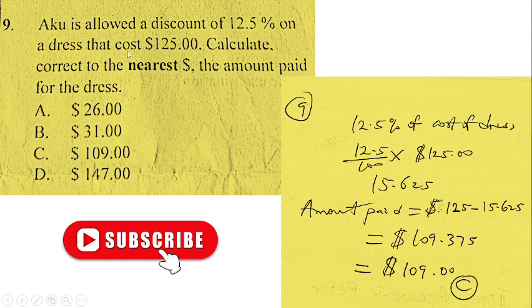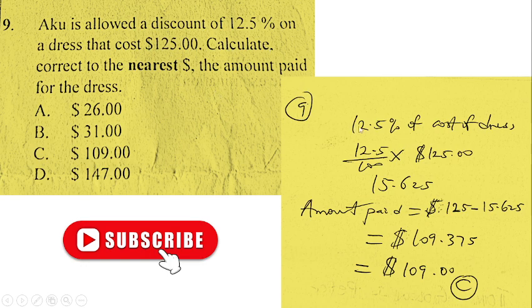Now, on every $125 cost of a dress, we have 12.5% discount to be given to the customer. So we now want to know how much the customer will pay. All we need to do is to find 12.5% of this $125. Then whatever we get, we remove it from the $125. That will give us the amount the person will pay.